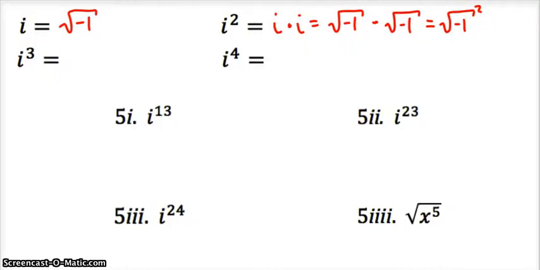But what do you think that square and the square root do to each other? Well, they cancel each other out, leaving just -1. So i squared must be -1.